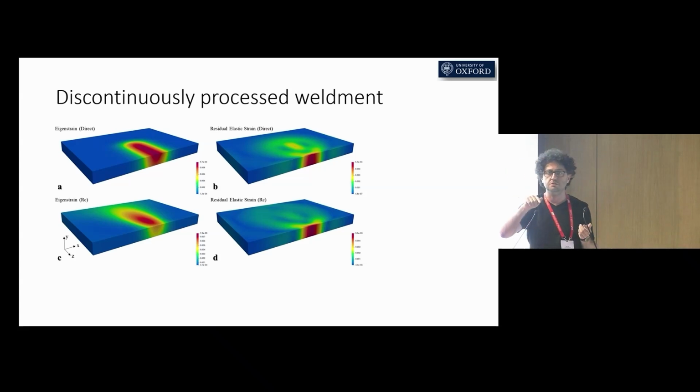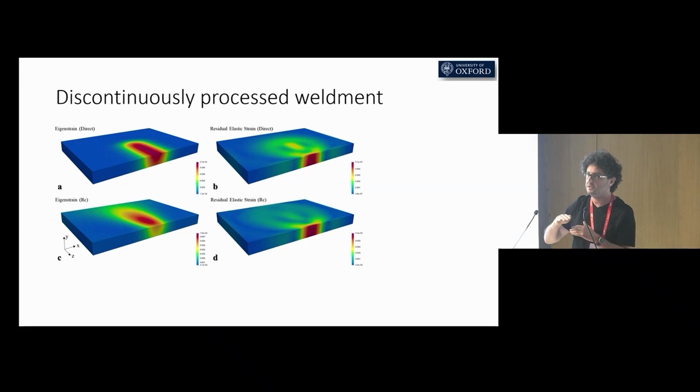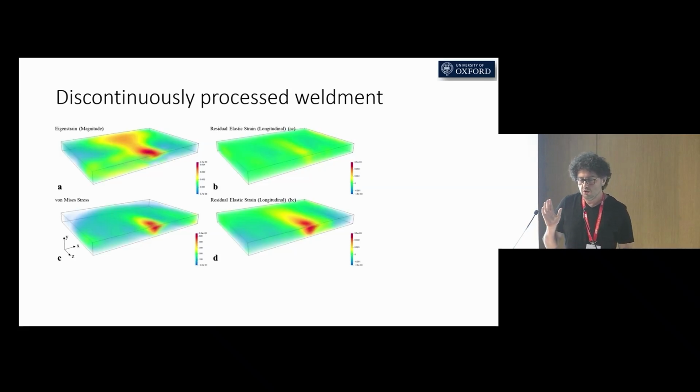In tomographic reconstruction, we use data from different layers, but in order to challenge this model, in this test I use only data from the front face and try to reconstruct the components in the whole body. So from this result, we see what we can expect from a real case. We have a discontinuously processed weld. This is a finite length weld, from the previous data.